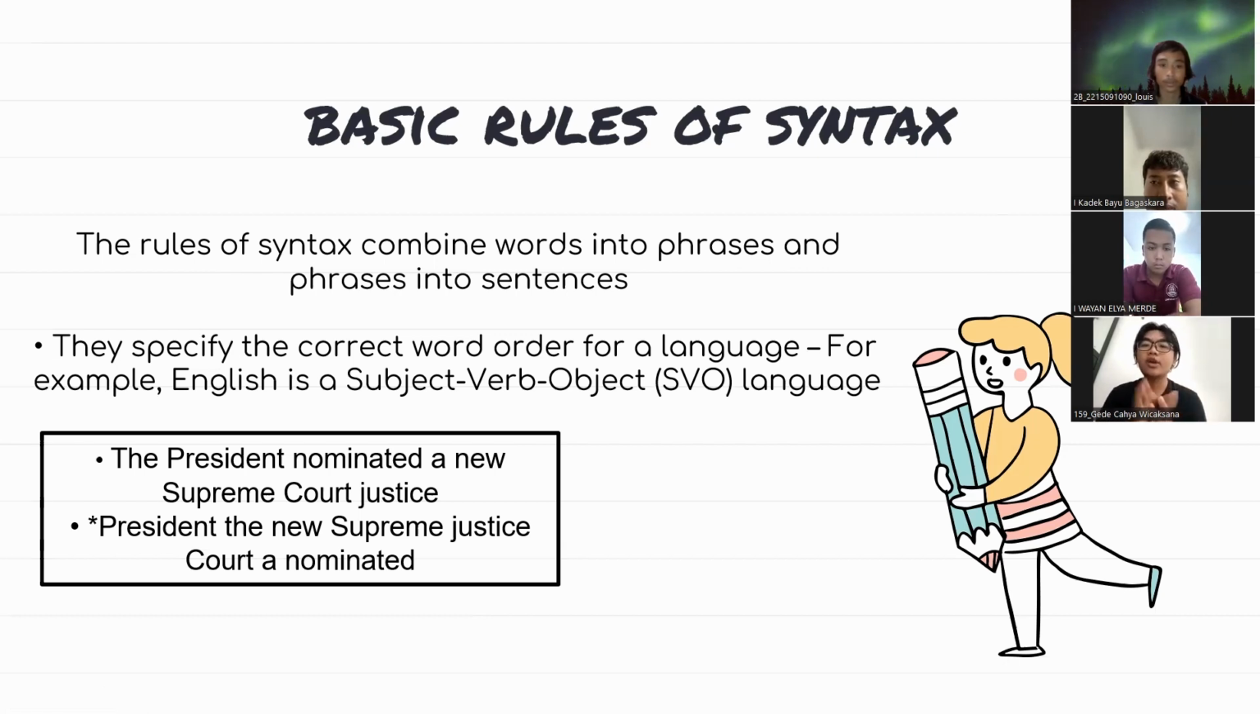The president nominated the new Supreme Court justice. The president here is the subject of the sentence. The verb of the sentence is nominated, and the object here is the new Supreme Court justice. In this way, we can know the correct, specific arrangement of the words in one sentence: subject, verb, and object. The president nominated a new Supreme Court justice. Next one.